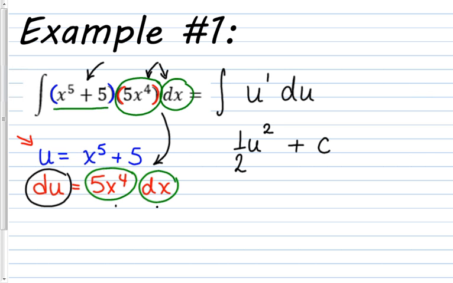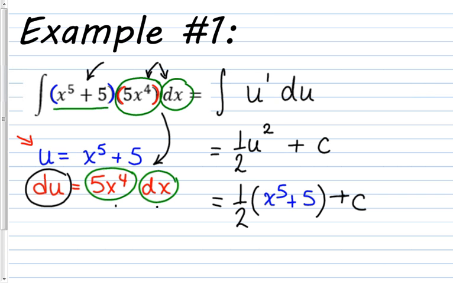So here is my antiderivative. And the only step left to do is to actually go ahead and put u back in. U was x to the 5th plus 5, and then plus c. And there's my integral.